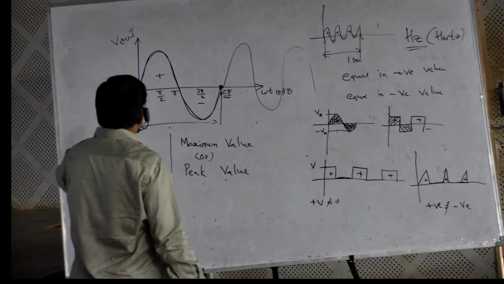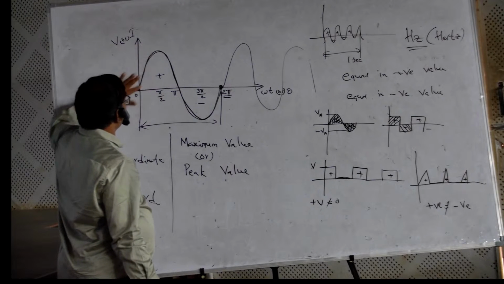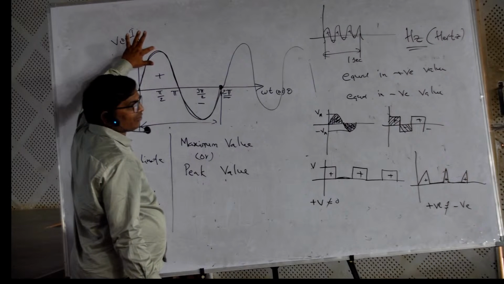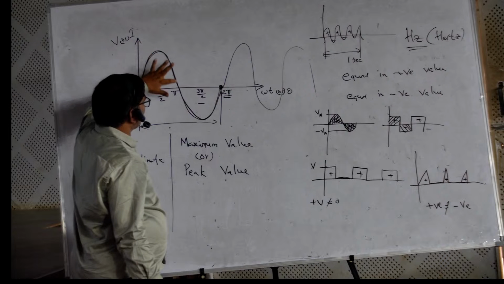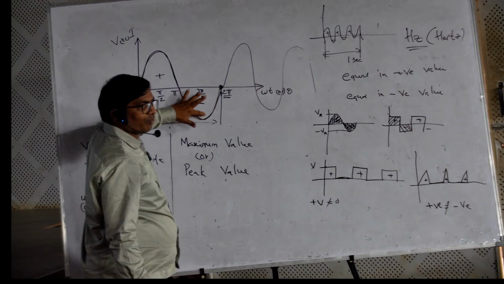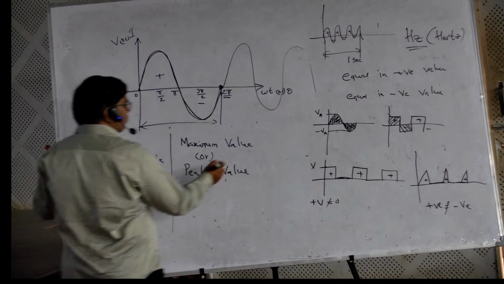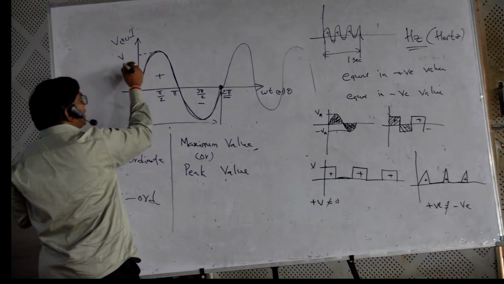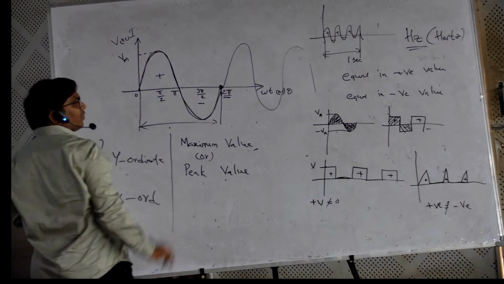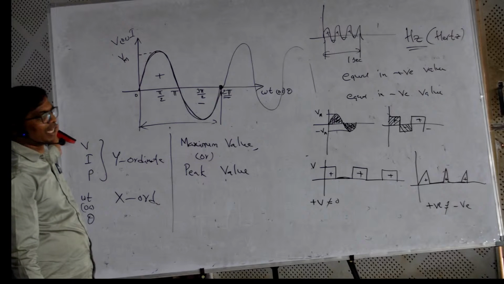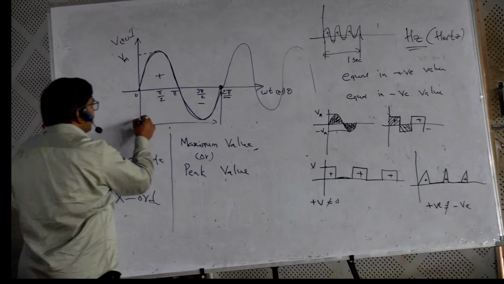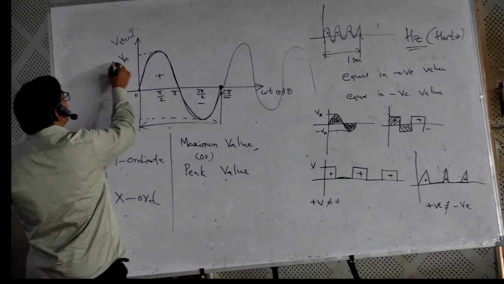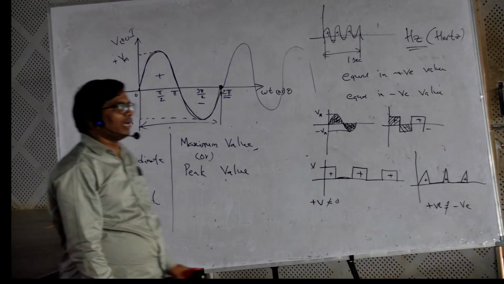So here, what is the highest value? Here we have 0, it is increasing, increasing, and here we get the maximum value. Then it goes to 0, then negative maximum. This maximum value we can denote as Vm if it is voltage. What is the meaning of Vm? Voltage maximum. Here you can write negative maximum as minus Vm. Positive Vm and negative Vm.